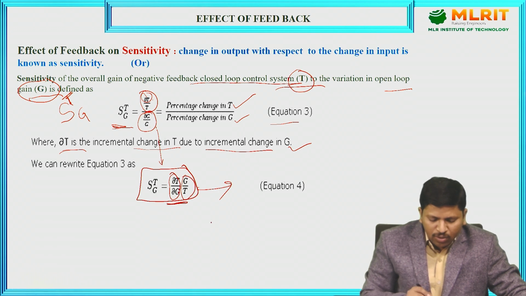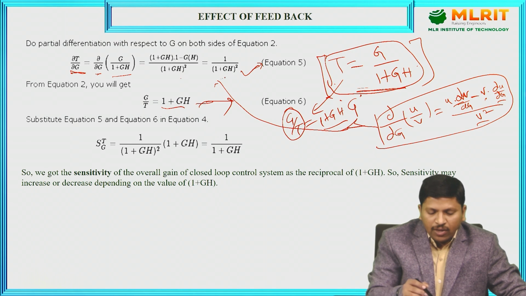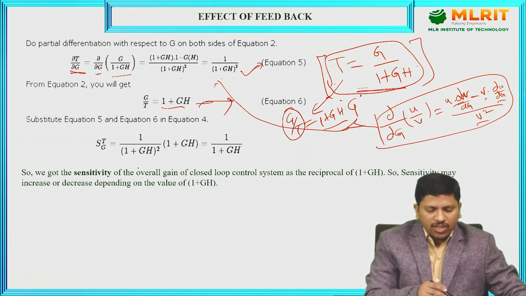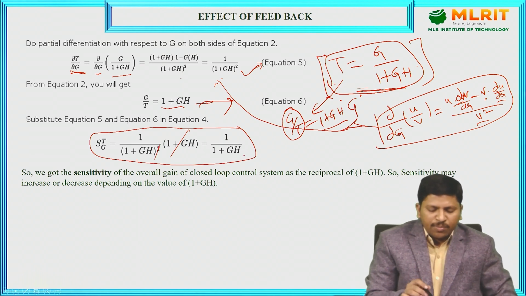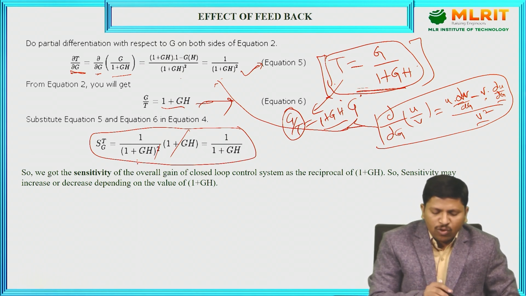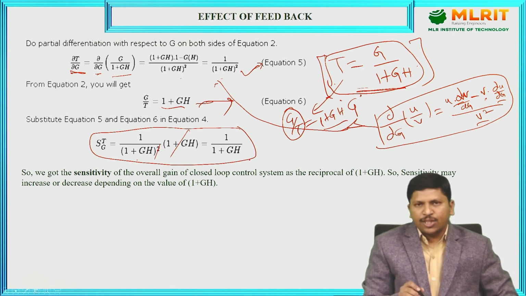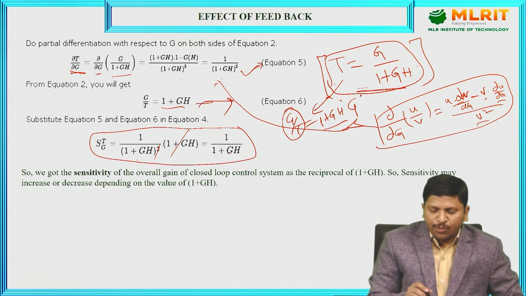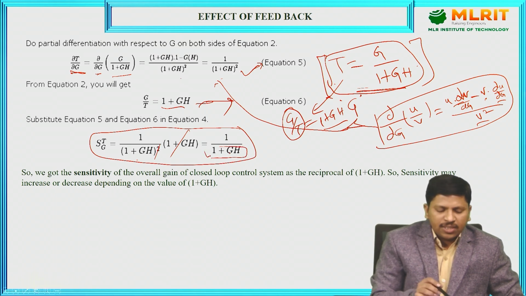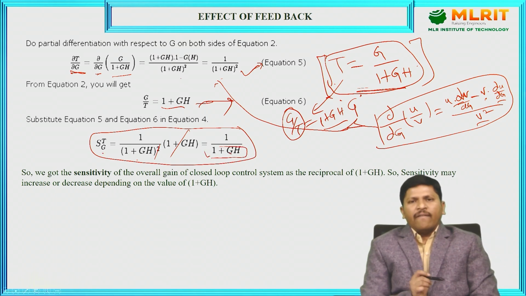We know dG by dt equals 1 plus gh, and ∂T/∂G gives the value 1 by (1 plus gh) whole square. Just substitute: 1 plus gh, 1 plus gh, one term gets cancelled, leaving 1 by 1 plus gh. This is the sensitivity. Sensitivity equals 1 by 1 plus gh. Now we get the sensitivity of the overall gain of the closed loop transfer function system as the reciprocal of 1 plus gh.